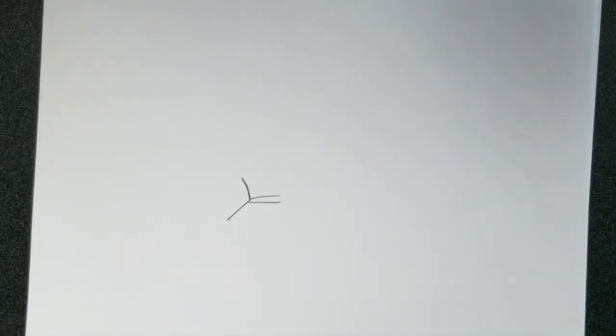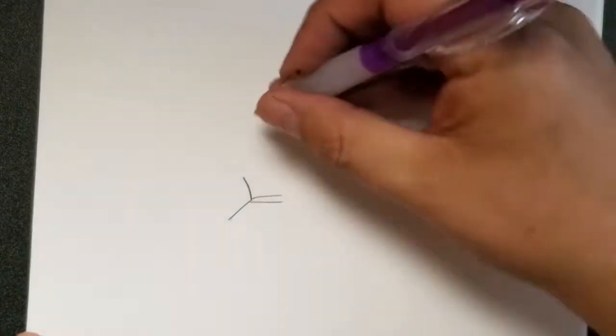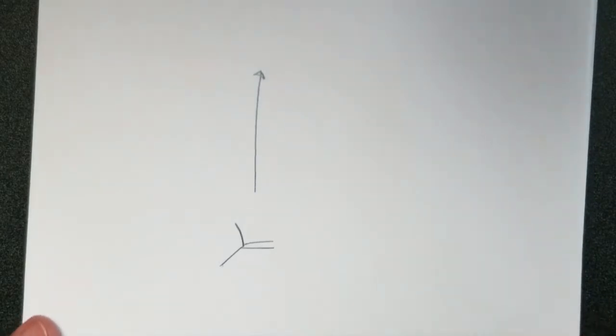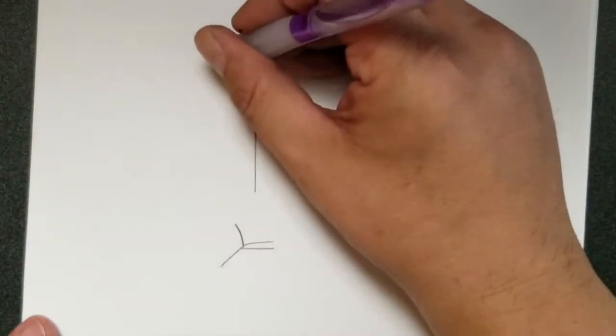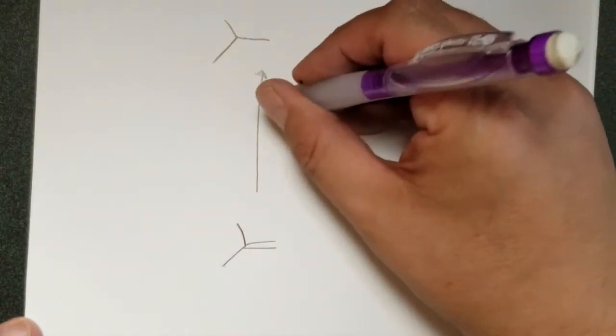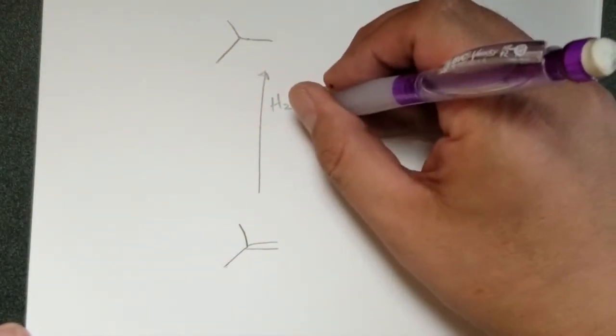So what I want to do here is draw the product, and I want you guys to help me with what reagent did that. See if you guys remember these. Let's just go upward here, and let's say this first one is going to get rid of the double bond. It was H2.